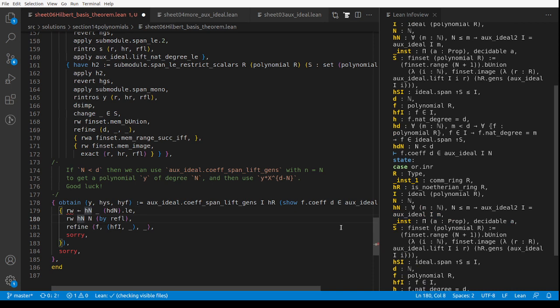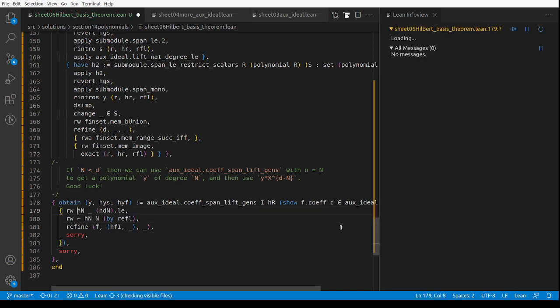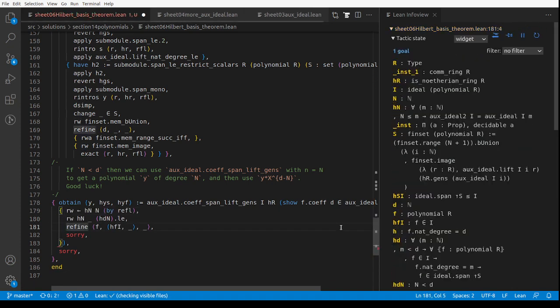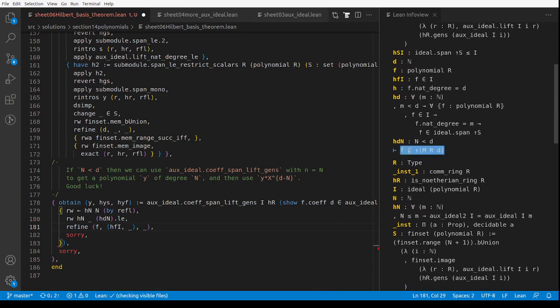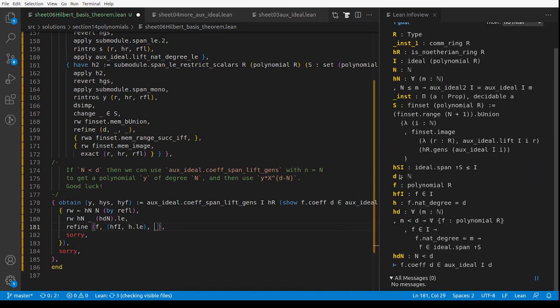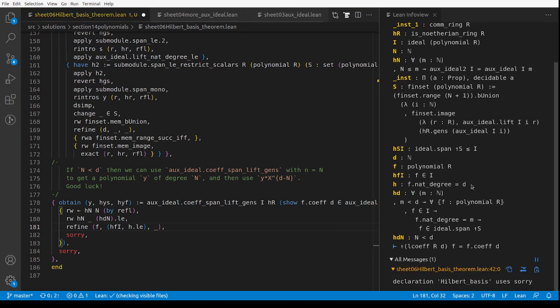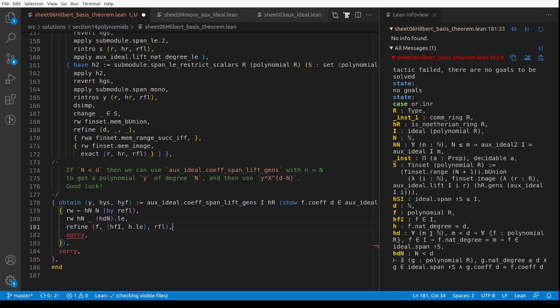So I want to rewrite that way, and then write that the other way, and do them in a different order. How about that? Oh, bingo, that's working. Now let's look at my goals. Now I've got to prove the degree of f is at most d, and that's good because the degree equals d, so this is h.le. And now I've got to prove something which is hopefully rfl. Yes, this is rfl. Okay, great.